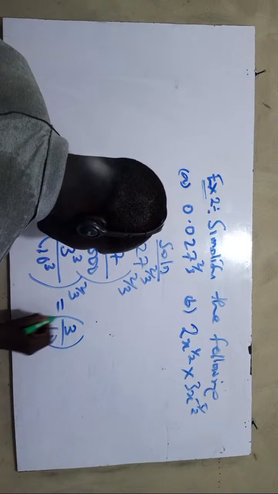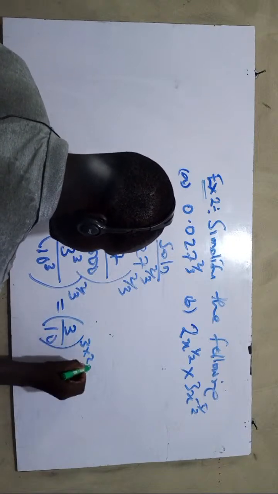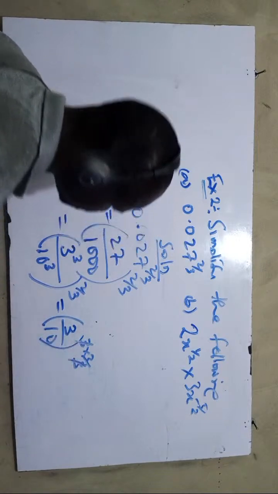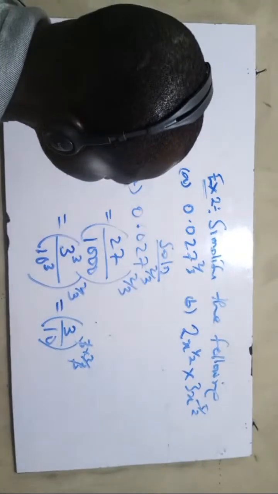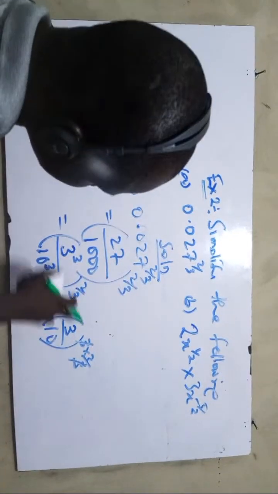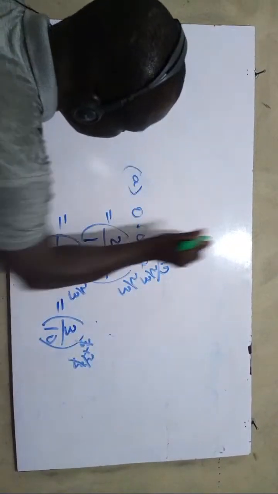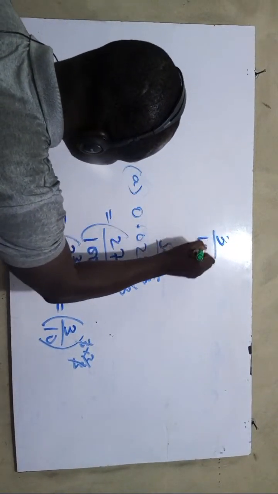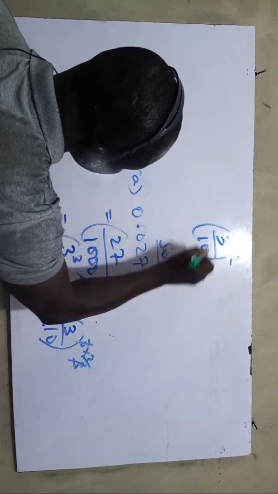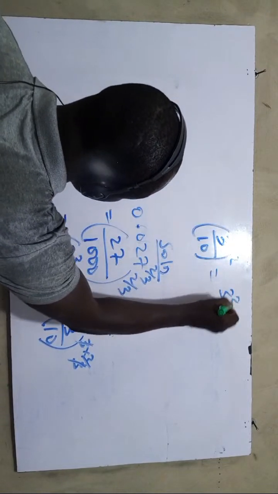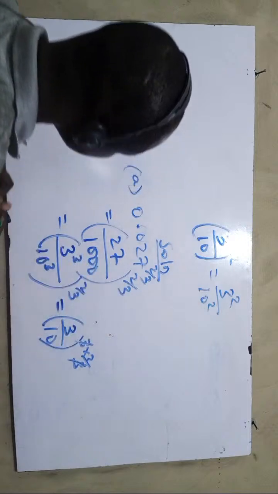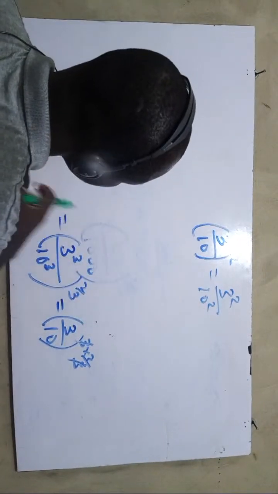Since everything is raised to power 3, we have 3 multiplied by 2 over 3. This 3 can take care of this 3. From there, I'm going to get 3 all over 10, everything raised to power 2, which is the same thing as 3 squared all over 10 squared. Then if that is what you get, what is 3 squared?